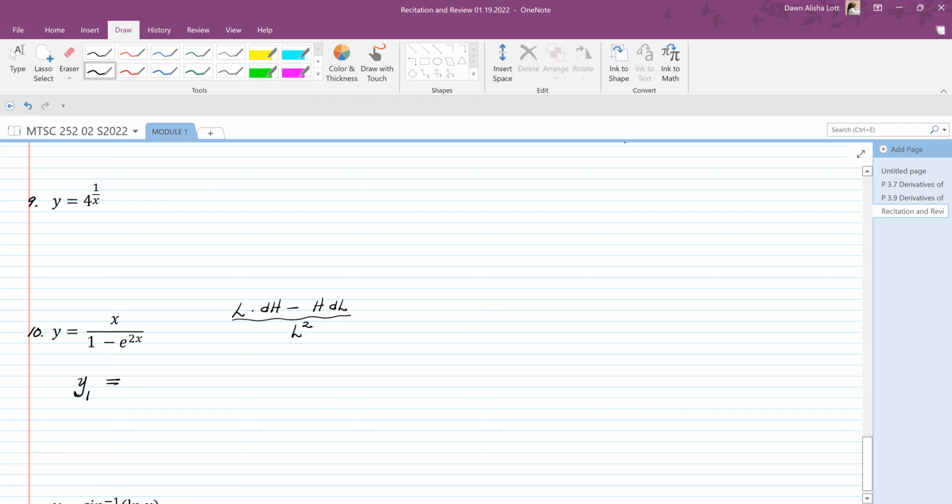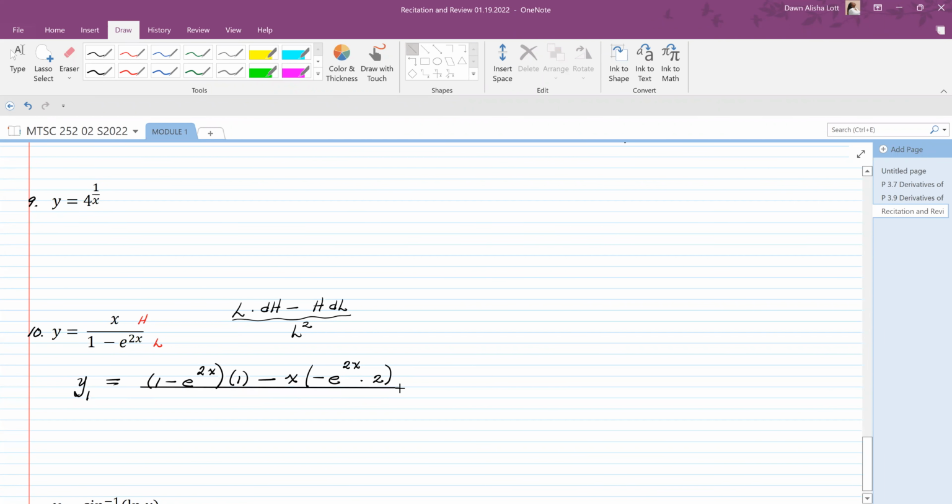Okay, so what do we do? What's low? It would be the x times the derivative of 1 minus e to the 2x. You're going backwards. This is low and this is high. So it'd be 1 minus e to the 2x times 1, minus x times the derivative. What's the derivative of 1? That's 0. Okay. So it'd be negative e to the 2x times 2x. Times what? 2. Good.